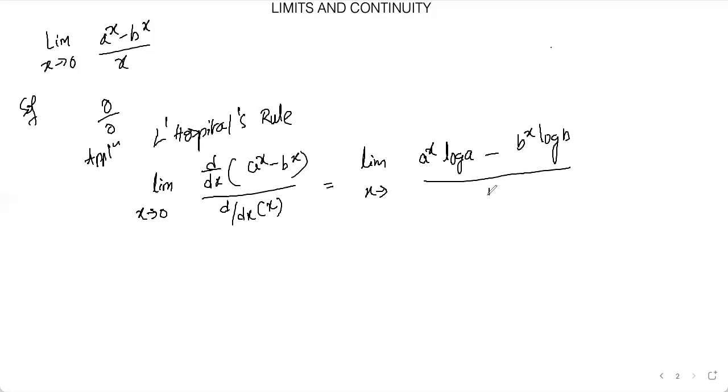by 1, differentiation of x. Now substituting x as 0, we get this as log a minus log b, because a power 0 is 1, b power 0 is 1. Then again we can write this as log a by b by applying logarithm law.